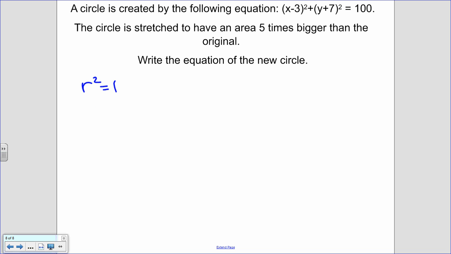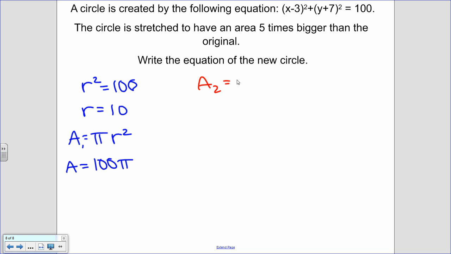So my r squared equals 100 in my original shape, which means my original radius is really just 10. Again, it's talking about area, so I need to find the area of this original figure. Remember, that's pi r squared. So the area of my original shape, plugging in my 10, is 100 pi. This area is what is stretched, so my area 2, 100 pi times 5, is 500 pi.